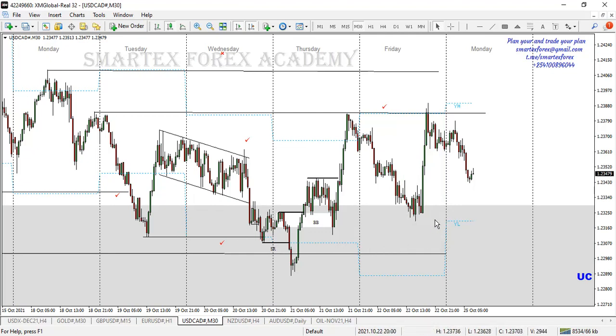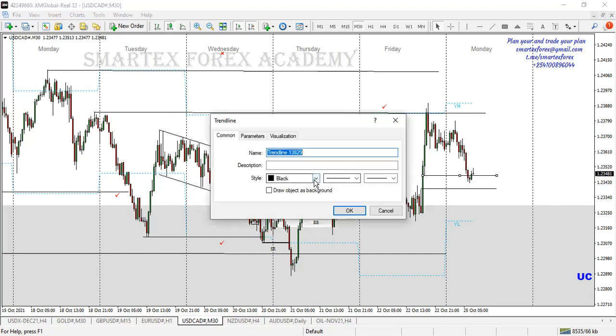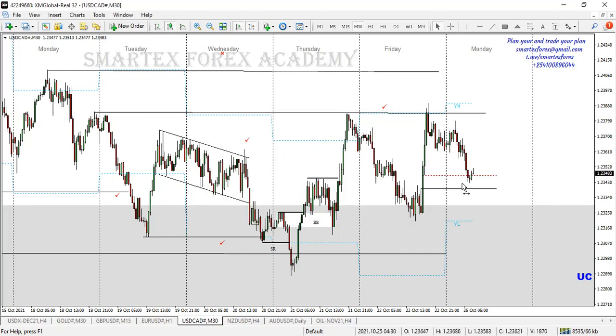So what we have, you can see there is a gap here. There's a void that was left behind, and in this void that one has been filled up to this zone. There is a fair value gap here, and this fair value gap. I love using the red one for fair value gaps.